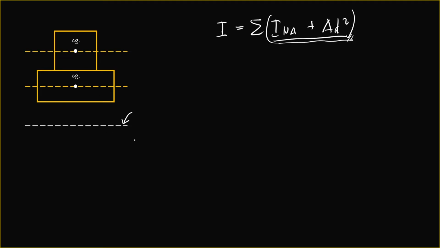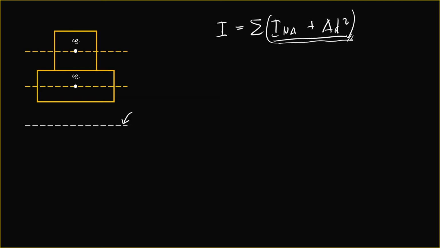Okay, now let's use the formula. What if we have two shapes already? Again, the formula has a summation. So this will be the summation of I_NA plus AD squared. Since there are two shapes, one shape has its own quantity, and another shape has its own quantity. Then you add them, since it is a summation, and we get the moment of inertia of this composite shape with respect to this axis.